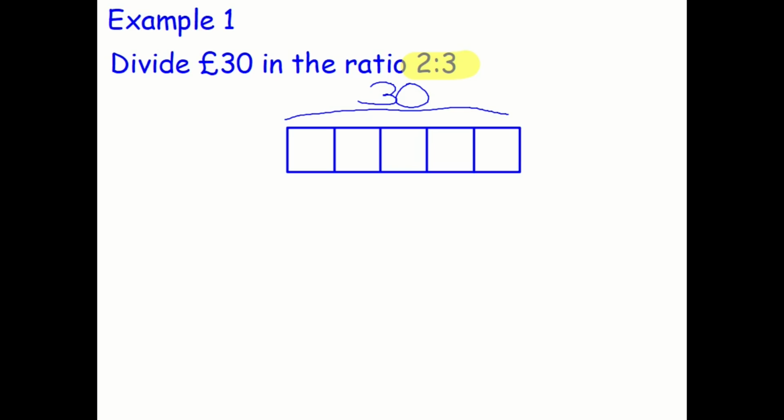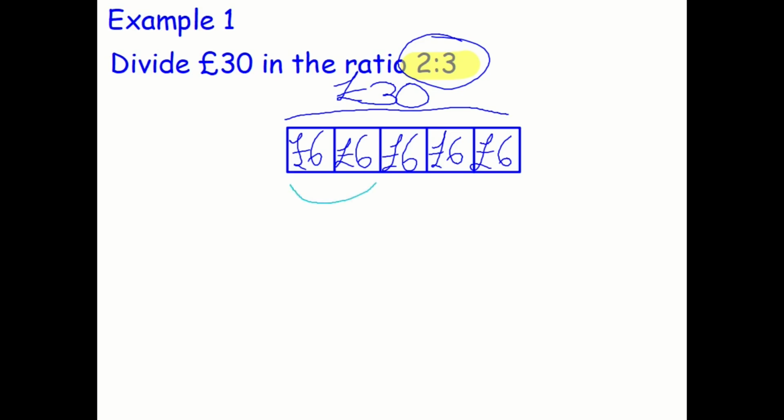Where have I got 5 boxes from? Well, I have added these ratios together. So 2 plus 3 is 5. And that's why your £30 has got to be split between these 5 boxes equally. If we do 30 divided by 5, we get that each box is worth £6. So if I then split that into the ratio 2 to 3, you can see that 2 boxes is £12 and 3 boxes there is £18.